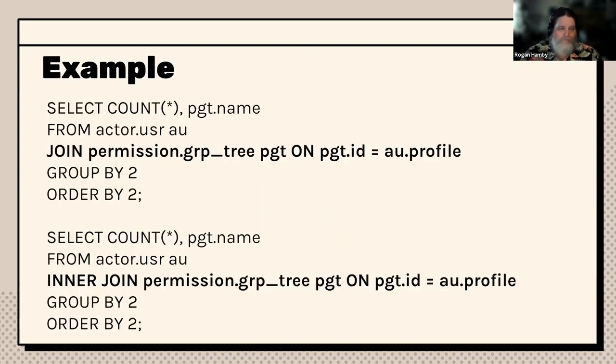And let's just look at the top example first, and I'll just kind of read it out in rough English. Select a count of everything, and then also give me the group name. Pull first from the actor.user table, and then join to the permission group tree on the group tree ID equaling the actor user profile, just like we talked about. And then a group and order by. And that will give you a simple count on the left-hand column of the numbers of patrons in those groups and the name of the profile group on the right-hand side.